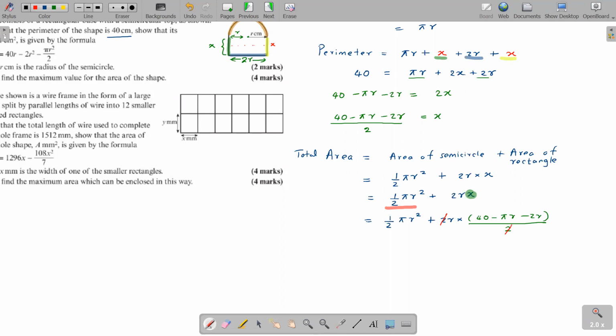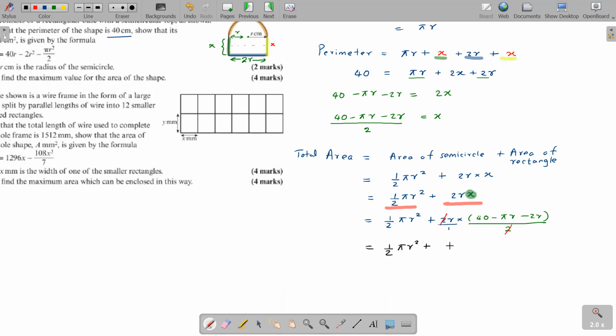Half pi r square is one term. 2rx is a completely another term. So half pi r square stays here separately, and you need to understand this 2r is 2r over 1. So you cancel the 2 to 2. You don't multiply 2r with the 2. That is wrong. So the 2 to 2 cancels. Now let's simplify. I get here half pi r square.